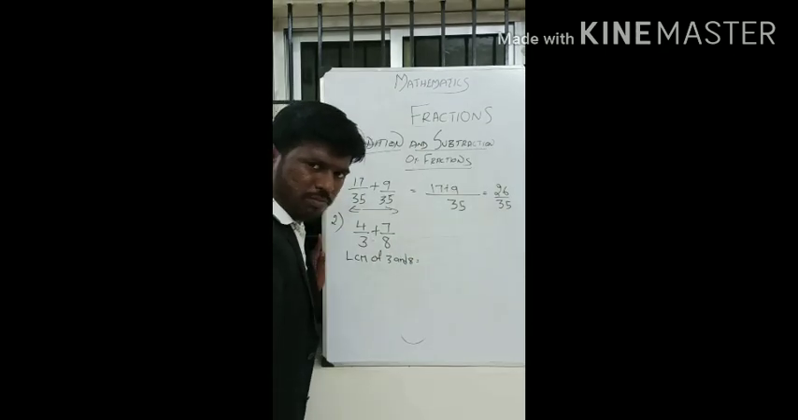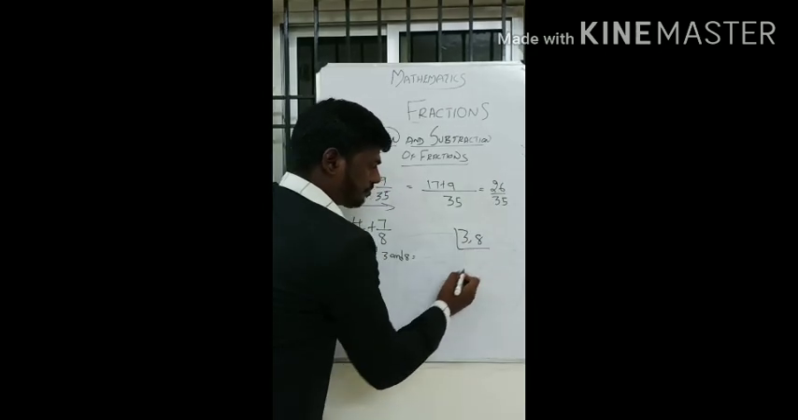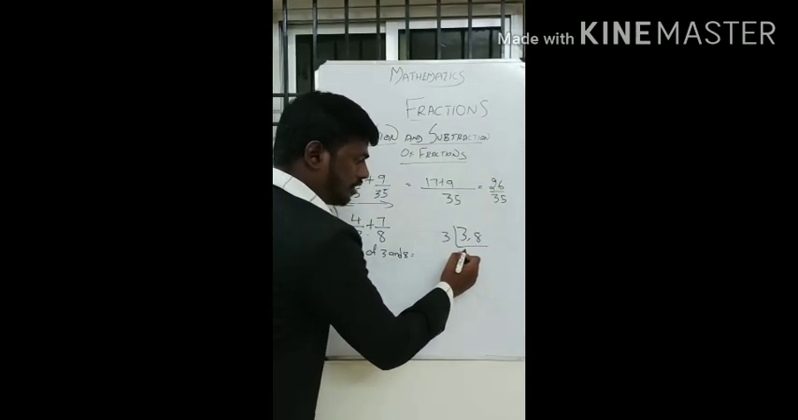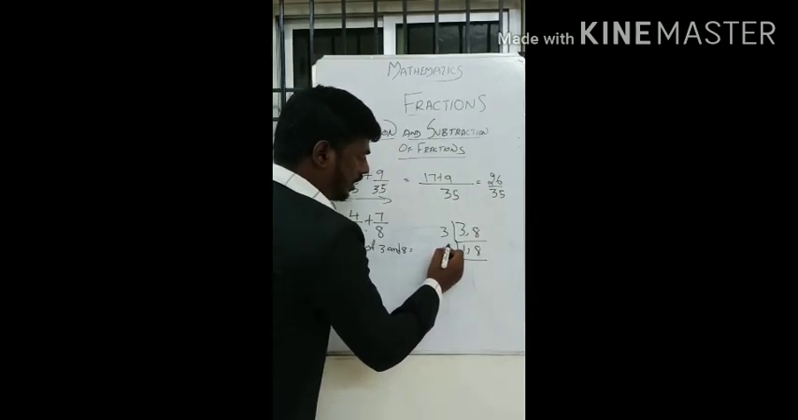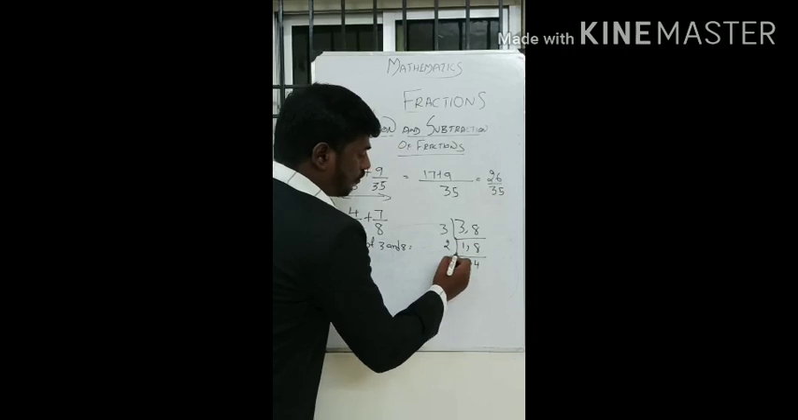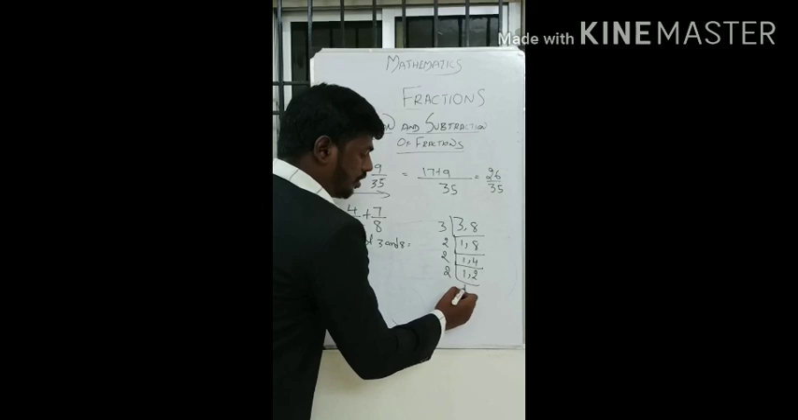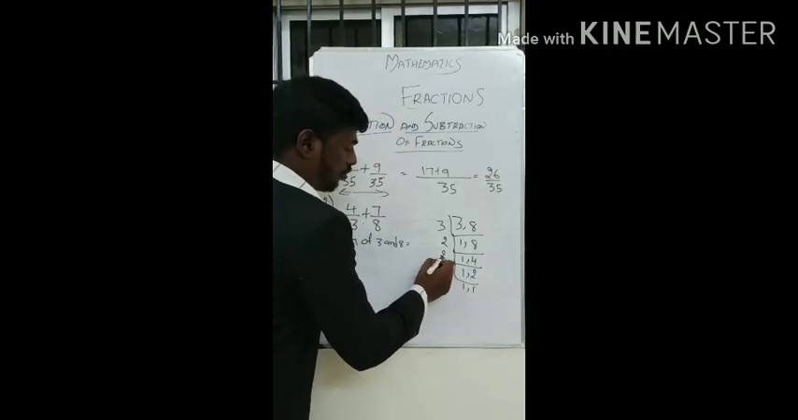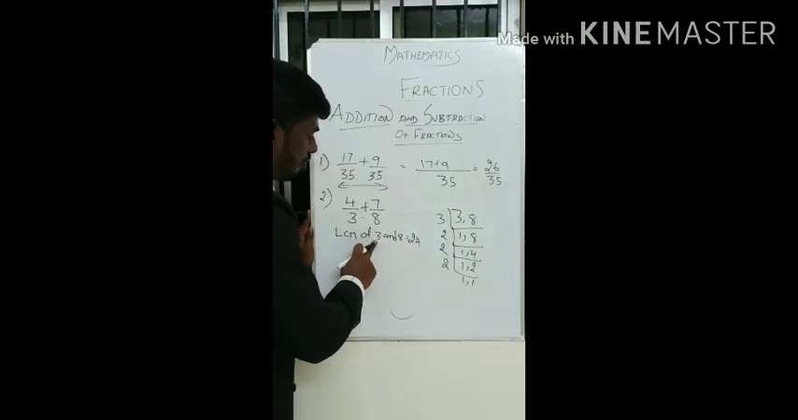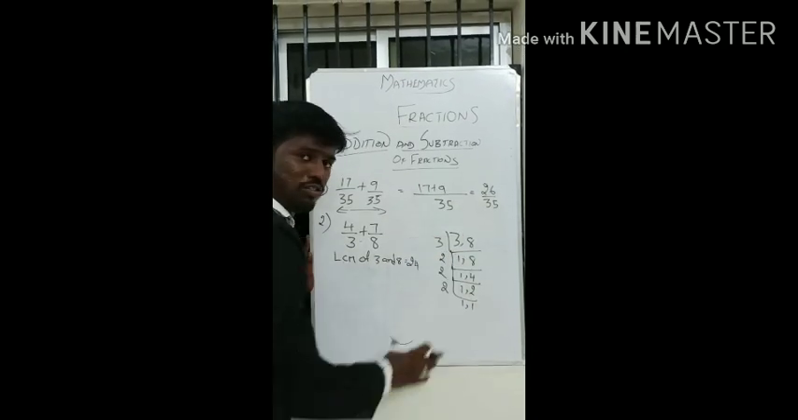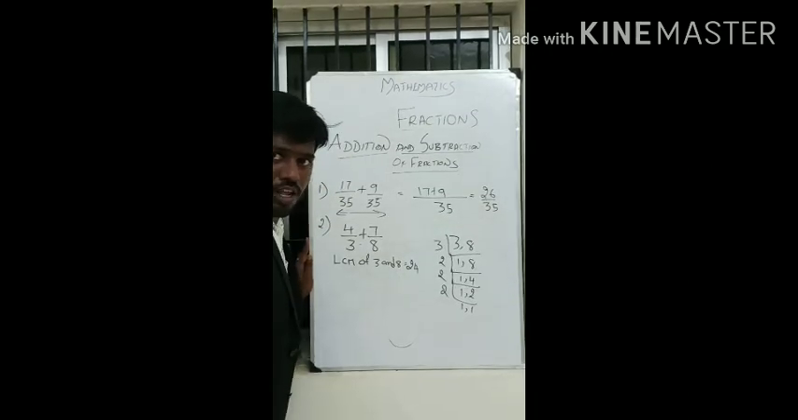Do you know how to take LCM? If not, listen here. 3, 8. In 3 table, 1 time 8 will not go. 8 will not get divided. In 2 table, 1, 4. In 2 table, 1, 2. 2 table, 1, 1. So 2 2s are 4, 4 2s are 8, 8 3s are 24. This is one odd number and one even number. Even you can multiply, but we have to follow this LCM method. So the LCM of 3 and 8 is equal to 24.